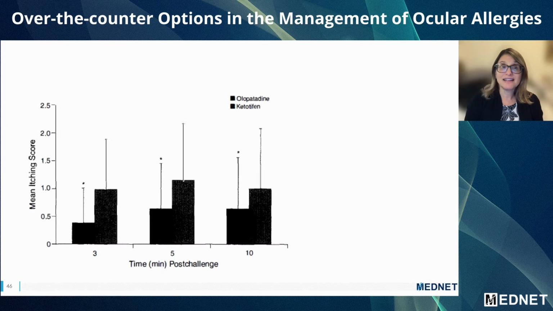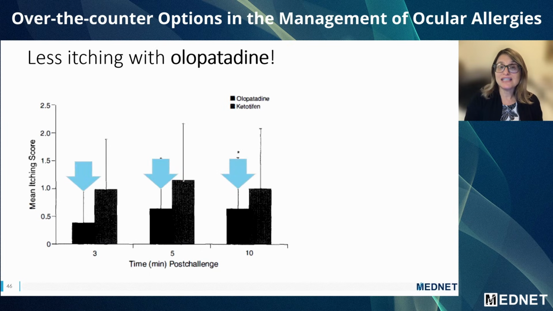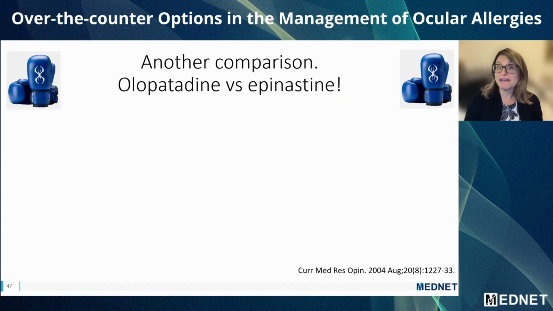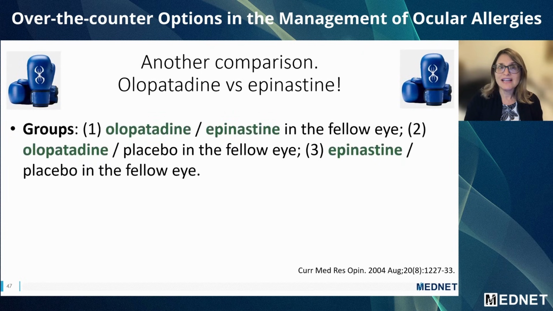And this is the data of itching after a CAC challenge, with whatever allergen and at whatever level the patient responds to, with olopatadine and ketotifen. And you can see here there was less itching at each time point with olopatadine. And olopatadine was also more frequently preferred based on tolerability in that study. But as I said, there are lots of studies, and another one compared other agents.